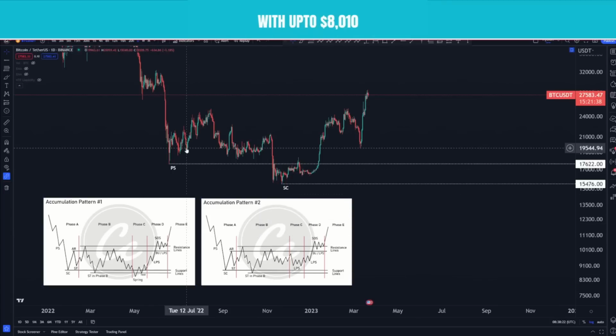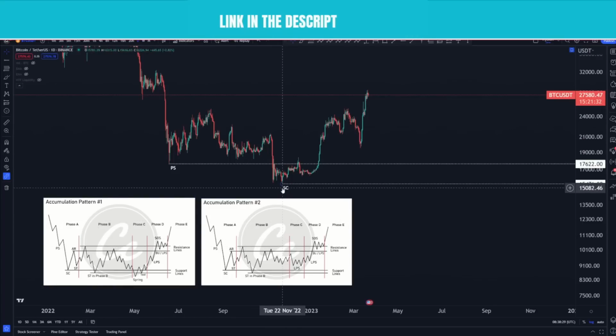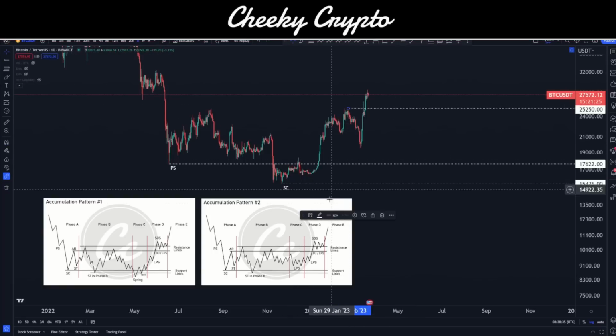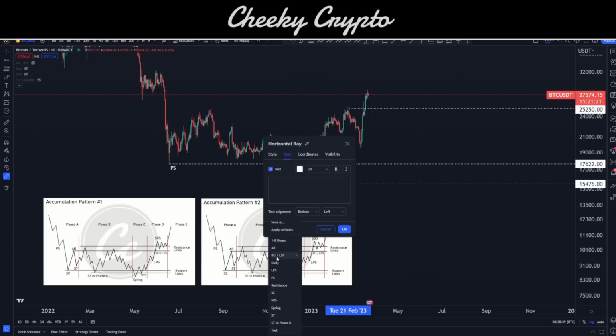So we have our selling climax. So far we've had our preliminary support. We bounced up and then we fell down into the selling climax. From here, we had an automatic rally that puts us up here. So we're going to draw that in, let me grab that. I'm just going to move that over there for a second. We'll drop in the automatic rally here.